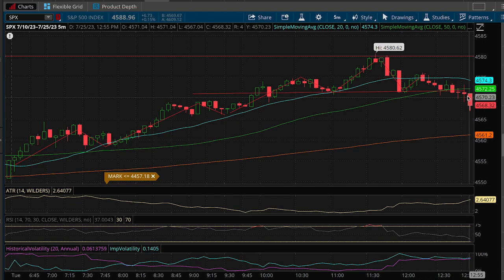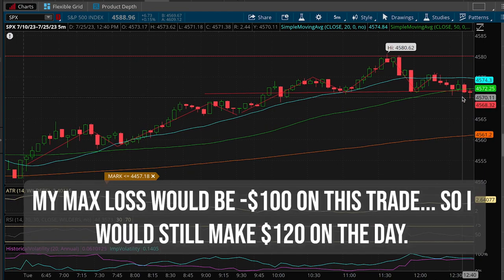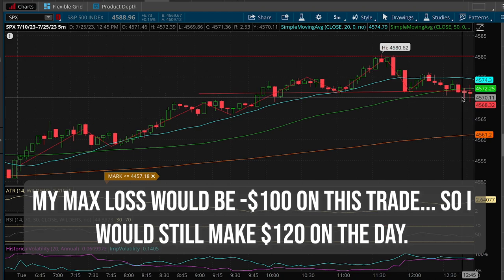All I'm really looking for here is for this trend to fall one candlestick below, and I'll just crush the hell out of this option pricing because I'm at the money. That's a little bit more complicated, but what I'm looking for is just the market to go in my direction. Obviously, if the market didn't go in my direction here, I would have stopped myself out at $100. I would have lost $100, but I still made $210 the day. If I lost 100, my maximum earning would be 120. I still would have made money.